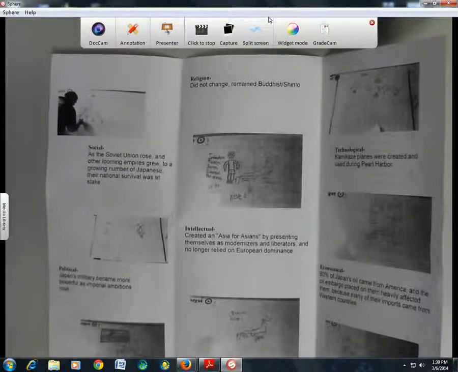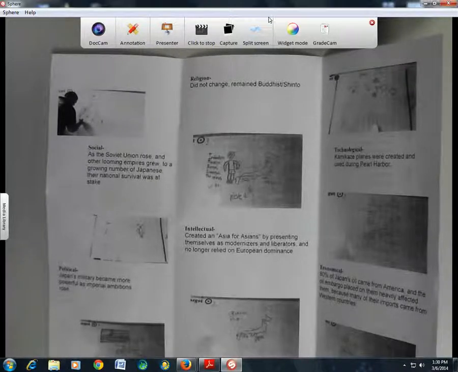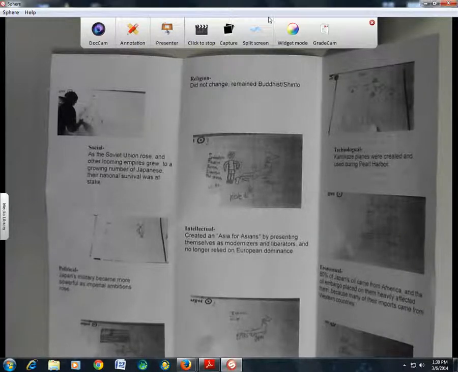A lot of times in AP we use the term SPRITE as an acronym for analyzing documents or even what's going on in a certain part of the world. For example, social, political, economic, religion, etc. So they were able to identify in each of those little categories something that was going on. For example, technological, they said kamikaze planes were created and used in Pearl Harbor.